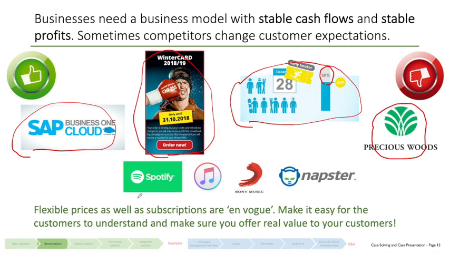Last but not least, I would actually like to look at basically the development of the music industry. In 2000, we had something called Napster, which was a platform to illegally exchange music. That was illegal, and Napster actually was taken to court and had to stop their business.